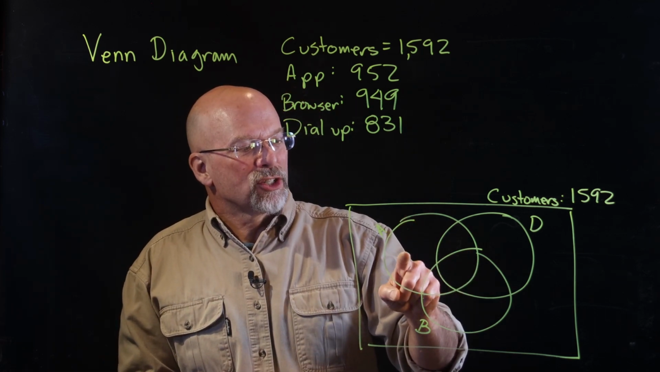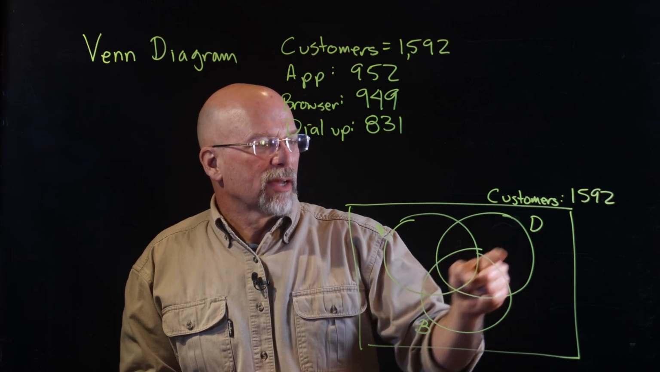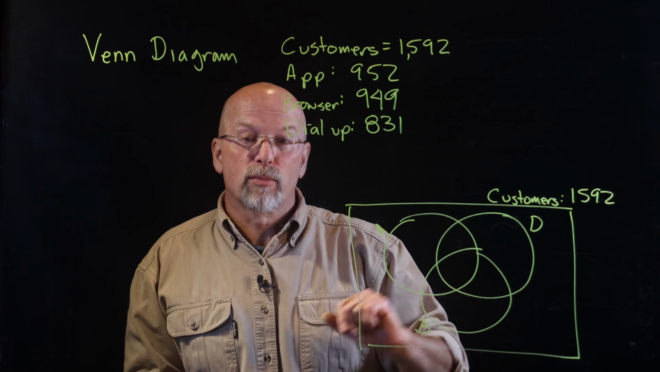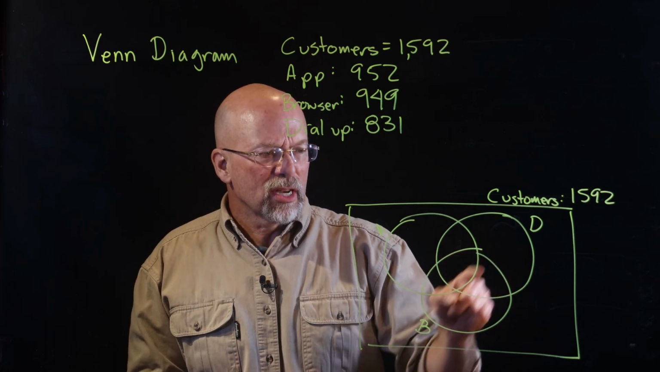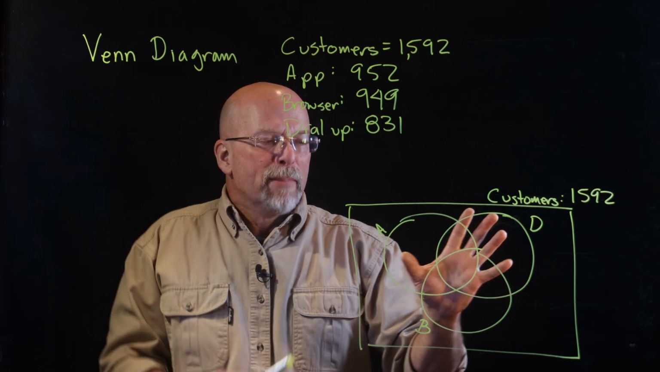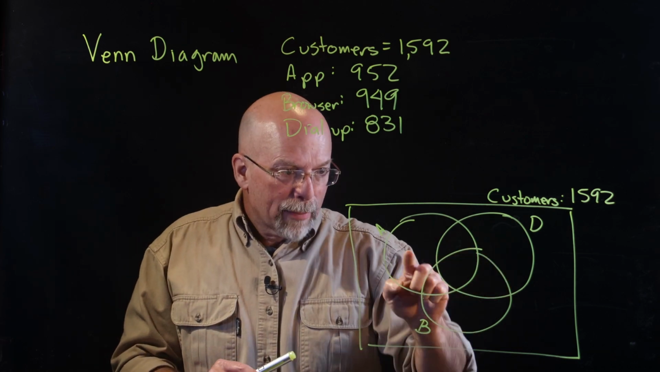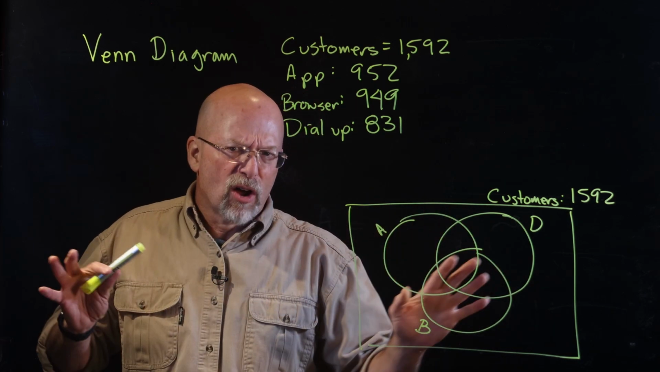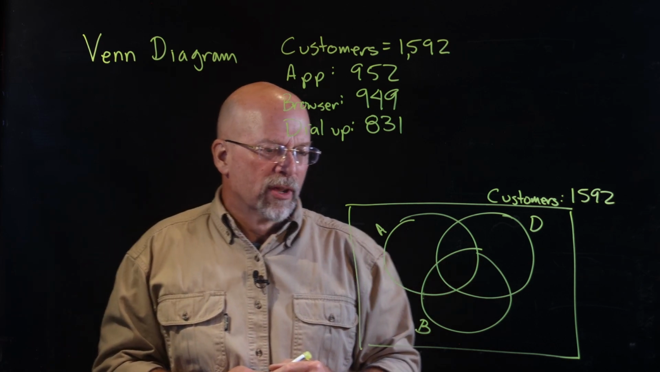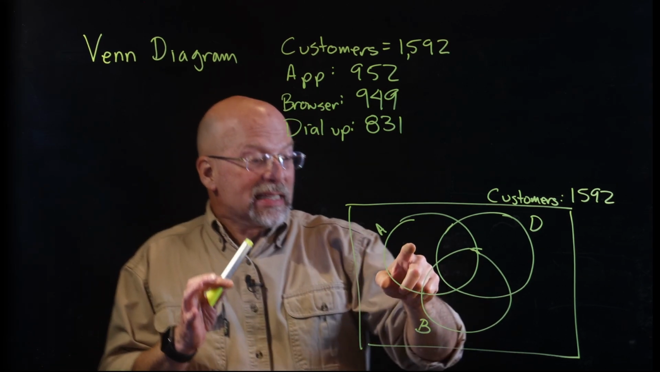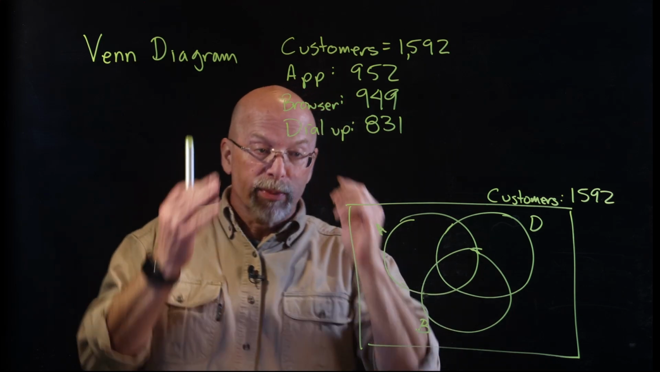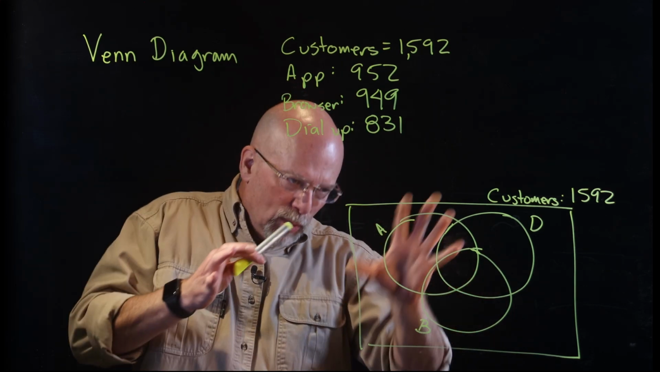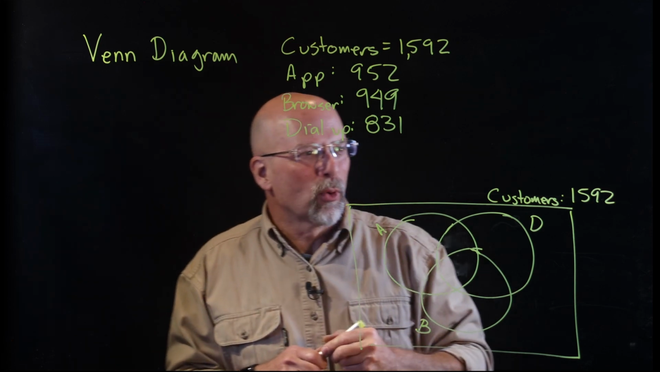Then I've got this region, which only uses the app and nothing else. This region, which only uses dial-up and nothing else. This region, which only uses the browser and nothing else. And those are the numbers we are hunting for, because the lowest number here is going to be the one where we absolutely cut off the least number of customers. We can't quite figure out exactly which one of these is going to be lowest without figuring out these regions in here. So we need to know a little bit more information.